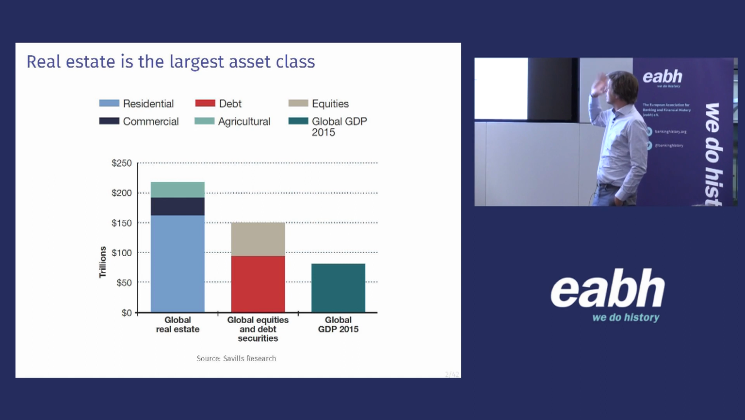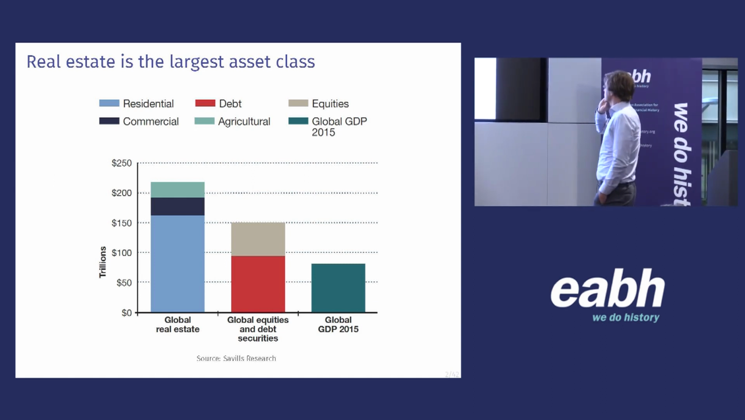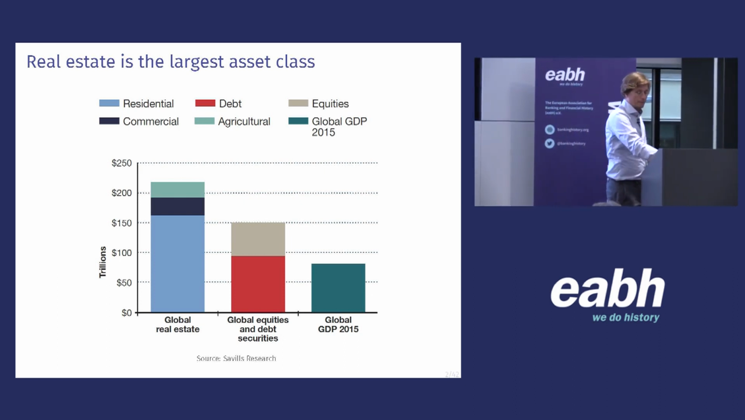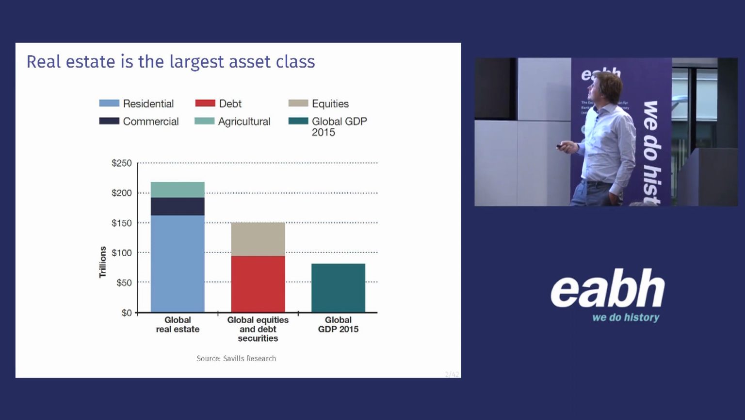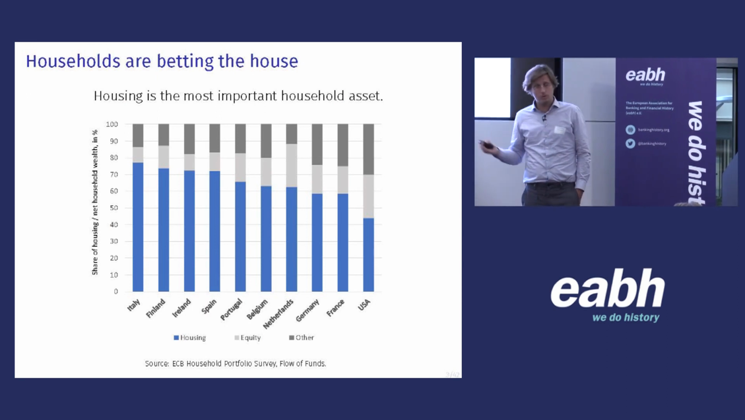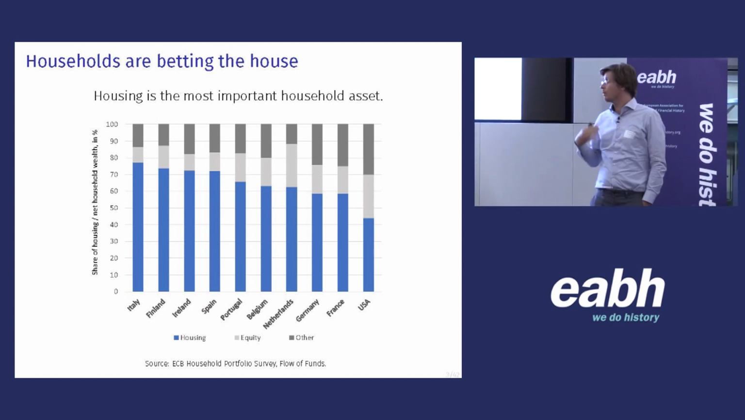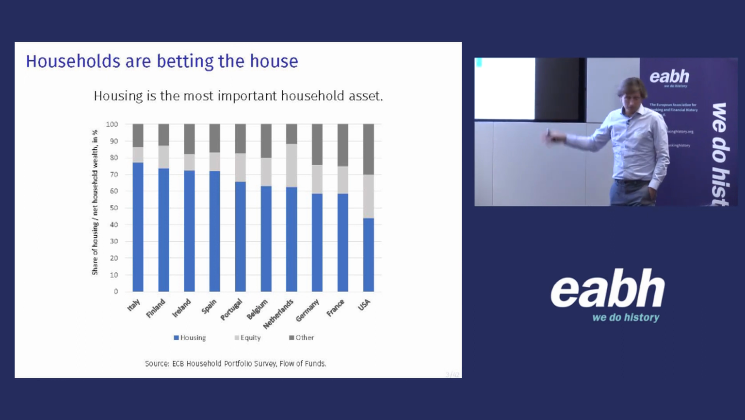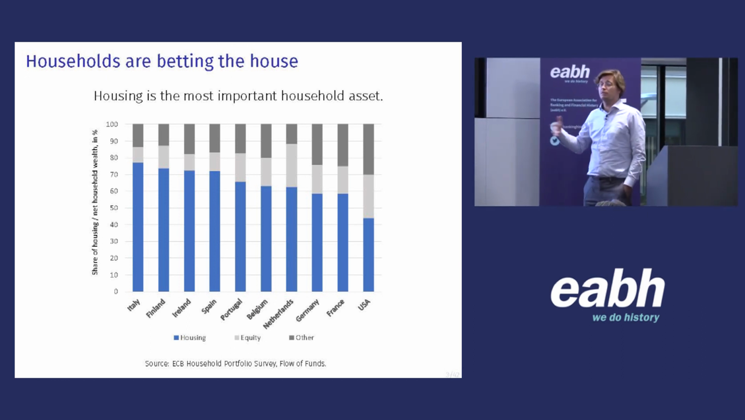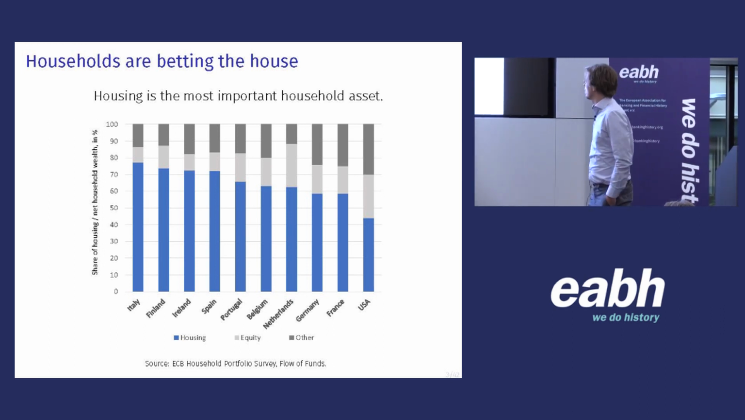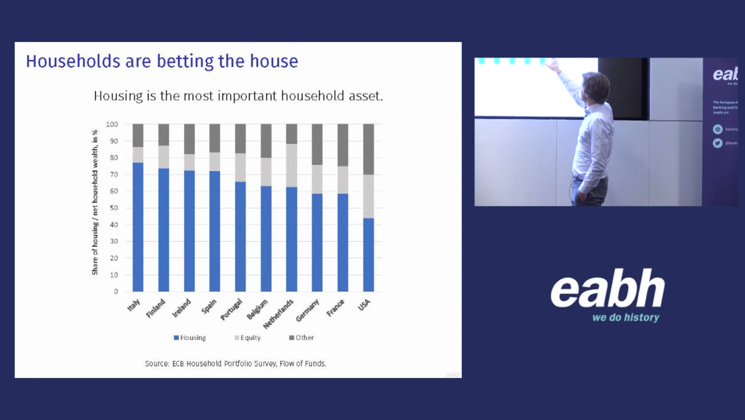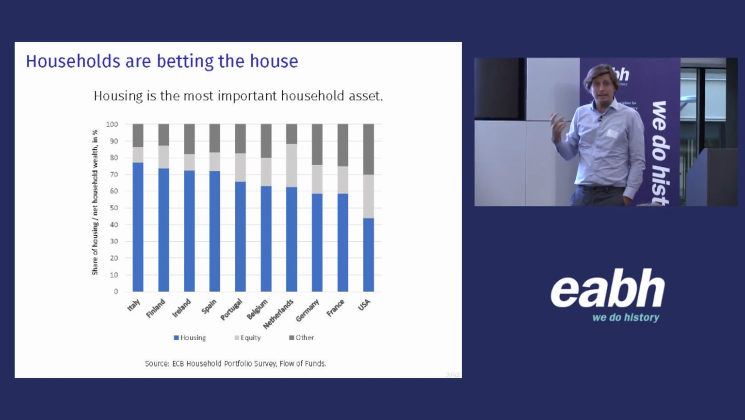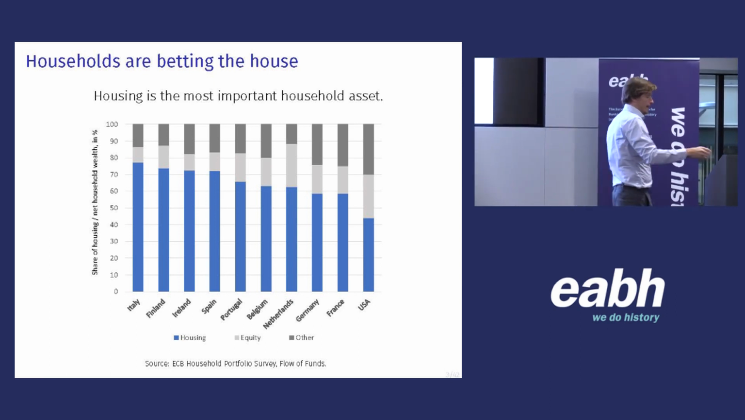You see that here: global real estate, the market cap is roughly around $200 trillion. It's much bigger than the equity and the debt security market, and alone is like 2 or 3 times global GDP. So real estate is the largest asset class out there. If you look at household portfolios, if you want to know what people are doing with their money, how they're investing, how they're saving, and how they're making consumption decisions, you see here across countries that the dark blue, residential real estate, is by far the largest component of household portfolios, reaching anywhere from close to 50% in the US to above 70% in Italy. So, households are really betting the house. That's the main investment that households have.